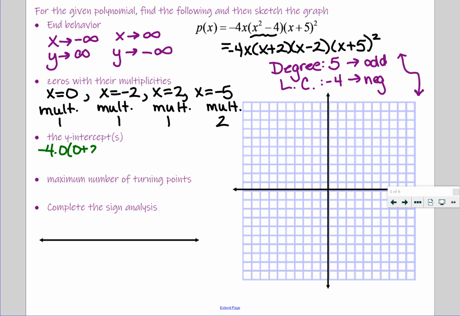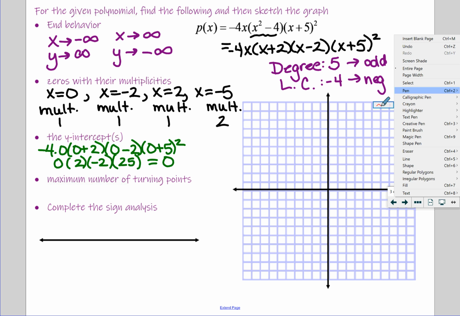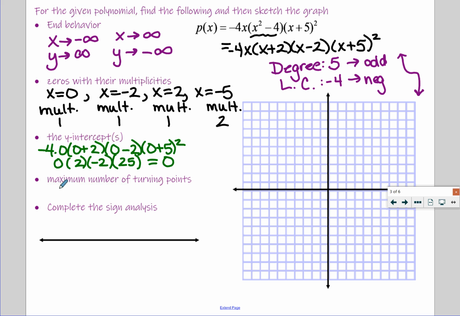0 plus 2, 0 minus 2, 0 plus 5 squared. Well, I'm going to get a 0 out front times 2 times -2 times 5 squared is 25. And 0 times anything is just going to give me 0. Number of turning points, remember that is your degree minus 1, and we already did the work for the degree. So 5 minus 1 is 4.